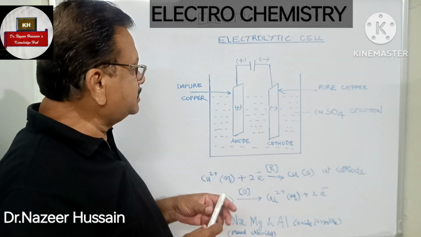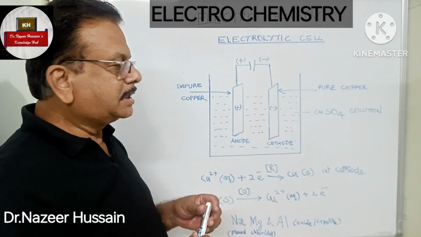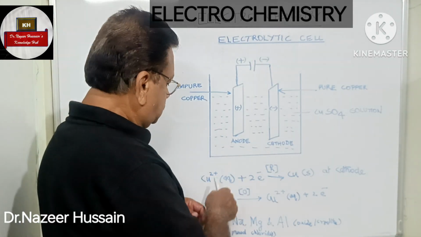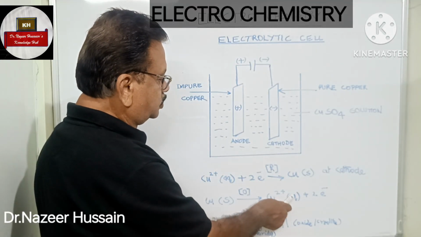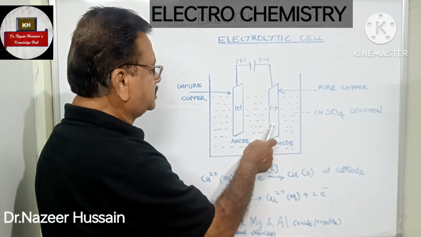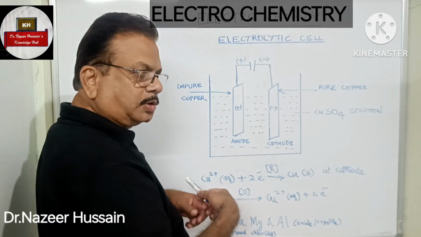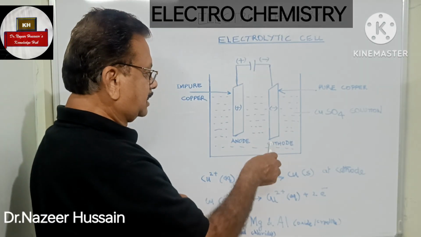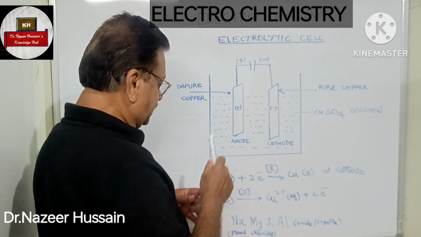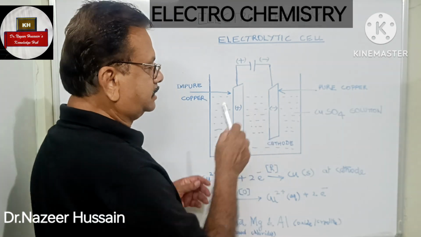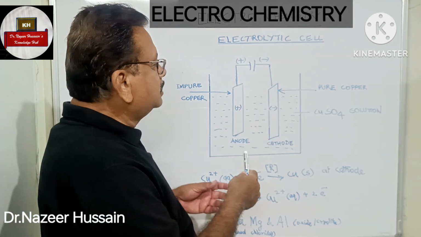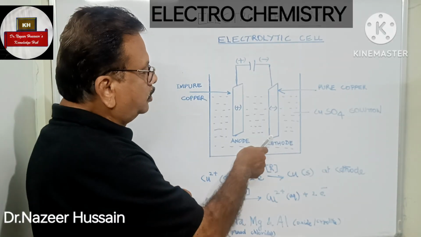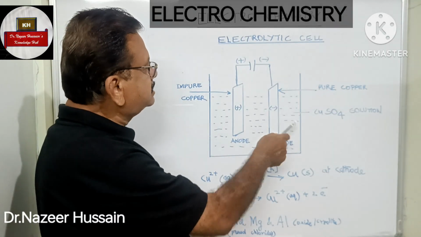When you pass DC current, the impure copper at the anode gets oxidized to Cu2+, and it goes and deposits at the cathode by taking 2 electrons, which means reduction. This process continues until we get a satisfactory collection of the pure metal at the cathode. Here in this case, it is copper.